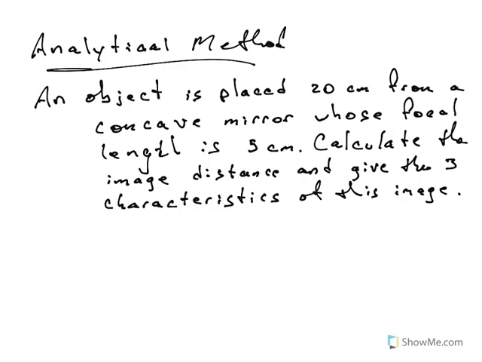So what does the picture look like if I were to draw this out? So we have our principal axis, concave mirror. So here's the mirror. We have a focal length of 5 centimeters. So let's say this is 5 centimeters here. And our object is placed 20 centimeters. So it's basically 4 times further away. So 1, 2, 3. So about right here. Let's say that's our object. So this is the system, and I want to calculate where will the image be for this particular system.